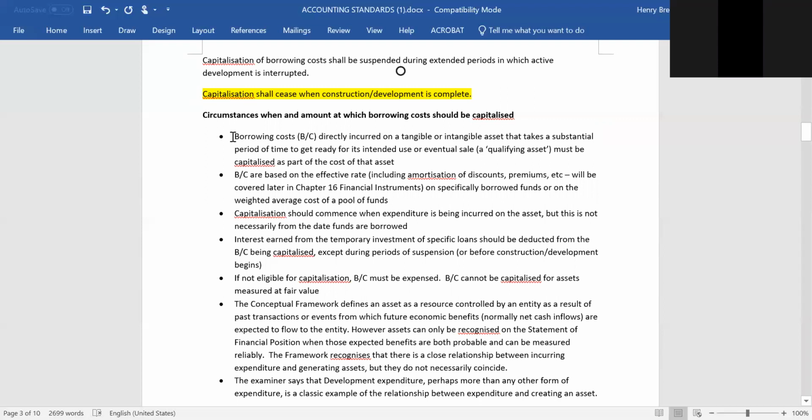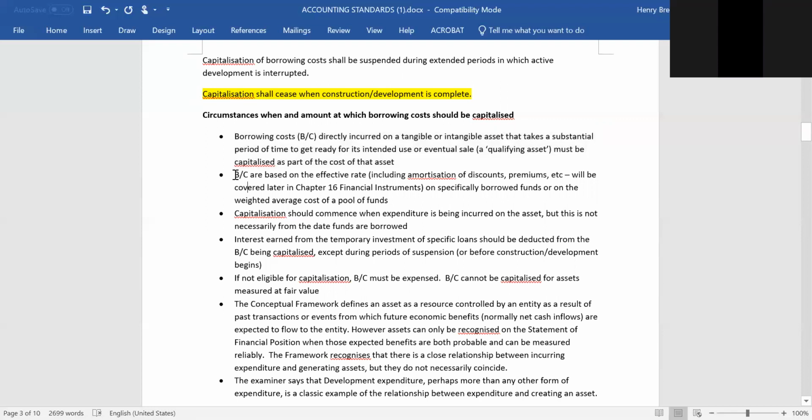So let's look at the first point. Borrowing costs directly incurred on a tangible or intangible asset that takes a substantial period of time to get ready for its intended use or eventual sale, such as a qualifying asset, must be capitalized as part of the cost of the asset. So this is the first condition which we have gone through. Let's look at the second condition.